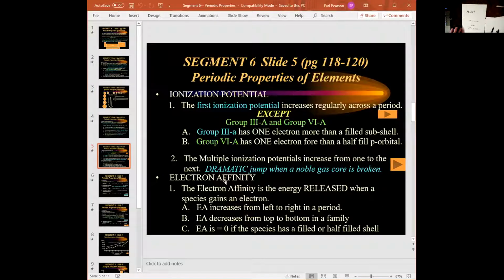Now, electron affinity is easy to measure in the sense that it is very well defined. It is the energy that is released when a species picks up an electron. So if it's a calorimetry experiment, I put that species into a calorimeter, I cause it to pick up an electron, and I measure the heat that came off. And that is the electron affinity.